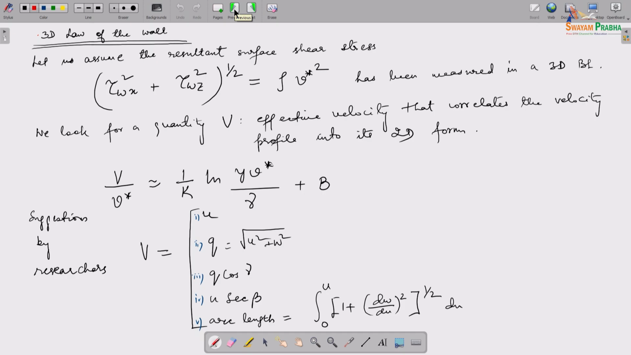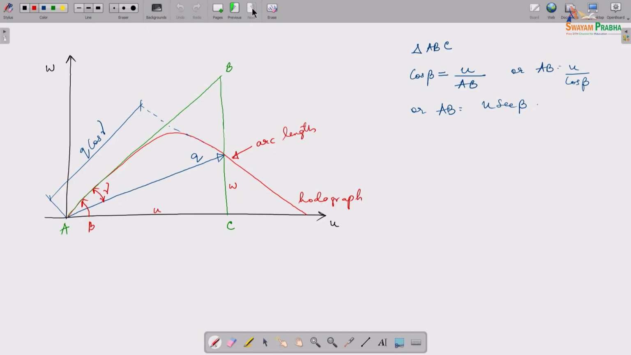So, we have basically looked at this effective velocity V that we are trying to understand, and how I am trying to represent that on a graph. That is for me to understand.